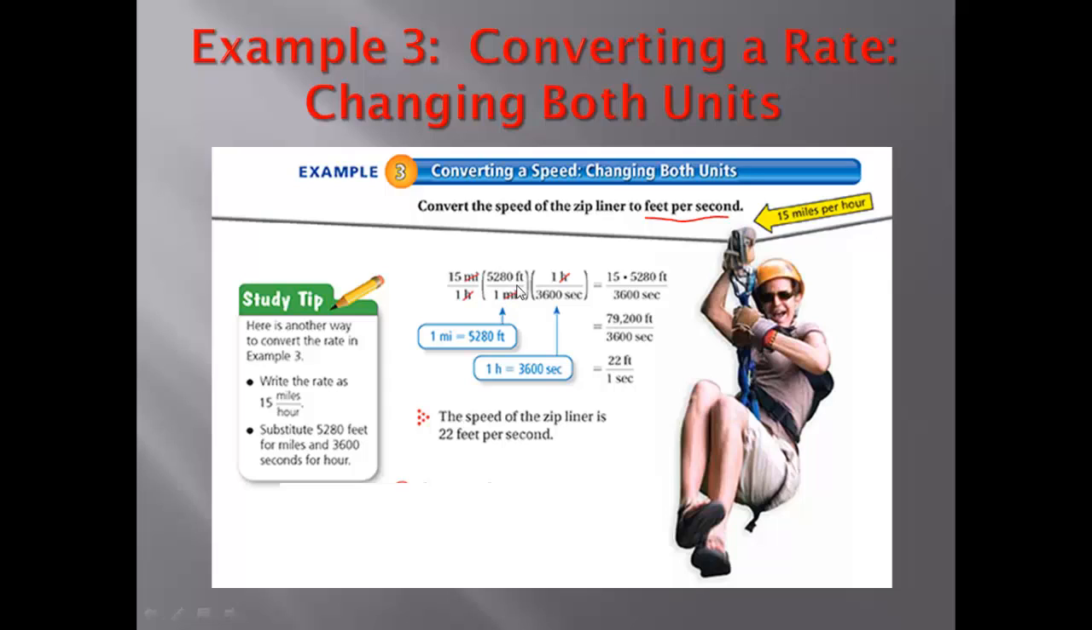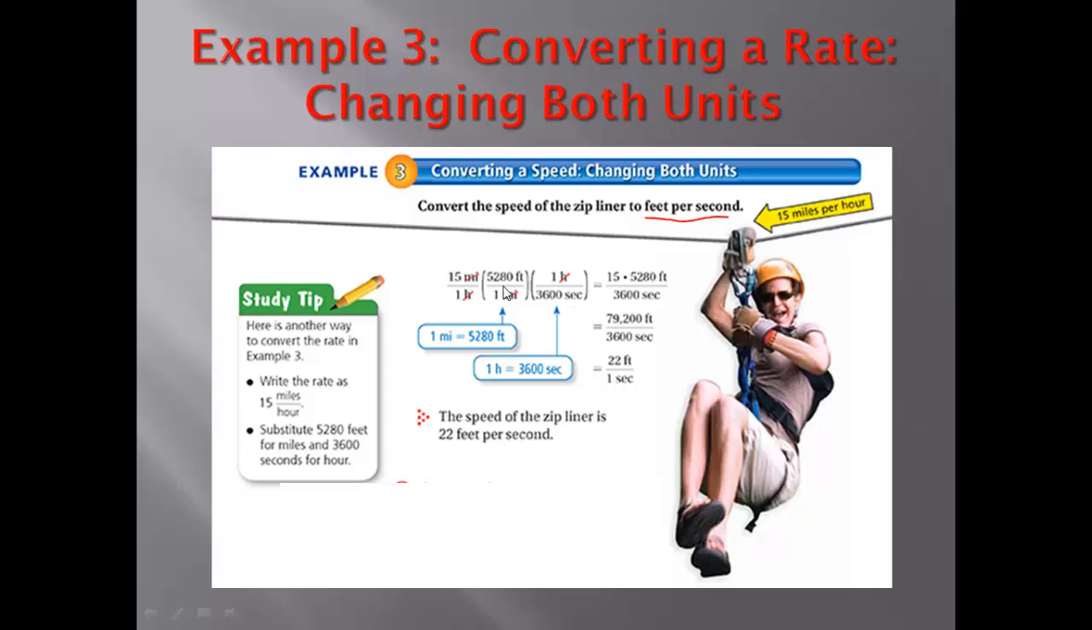We aren't done yet though, because we need to change hours to seconds. Hours is on the bottom, so when I write my conversion factor, I need hours on the top so that it can cancel out. 1 hour is equal to 3,600 seconds. So I'll put 1 hour on the top of the fraction and 3,600 seconds on the bottom. Notice that on the top all I have left is feet, and on the bottom all I have left is seconds. So my answer will be in feet per second.